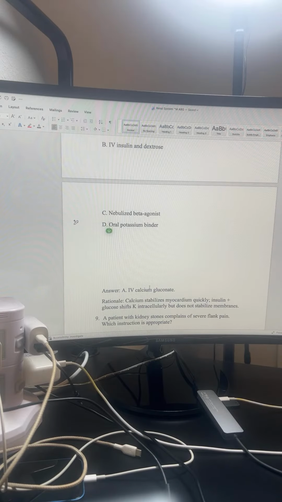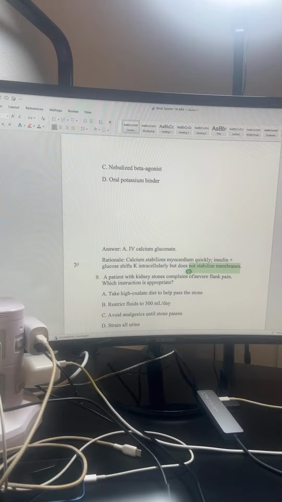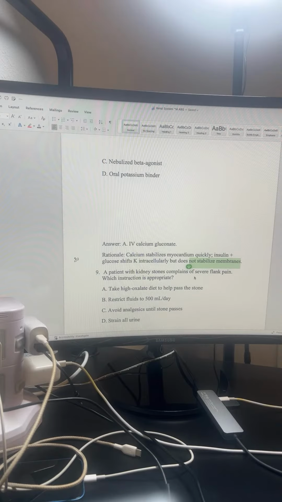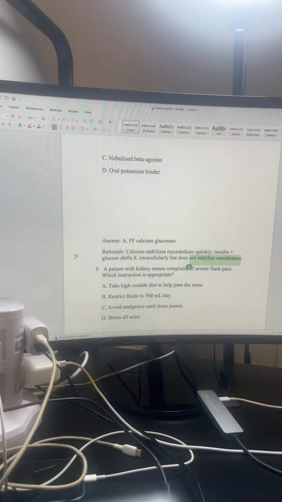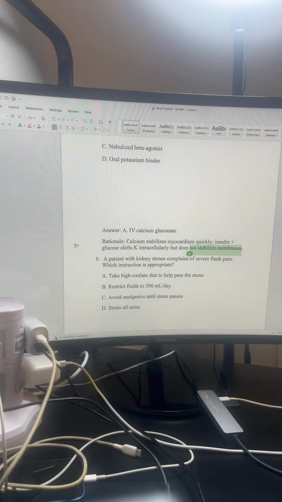All right. So your IV calcium gluconate. Calcium stabilizes myocardium quickly. Insulin plus glucose shifts potassium intracellularly, but does not stabilize your membrane. So the calcium gluconate doesn't lower potassium, it just stabilizes. Yes.